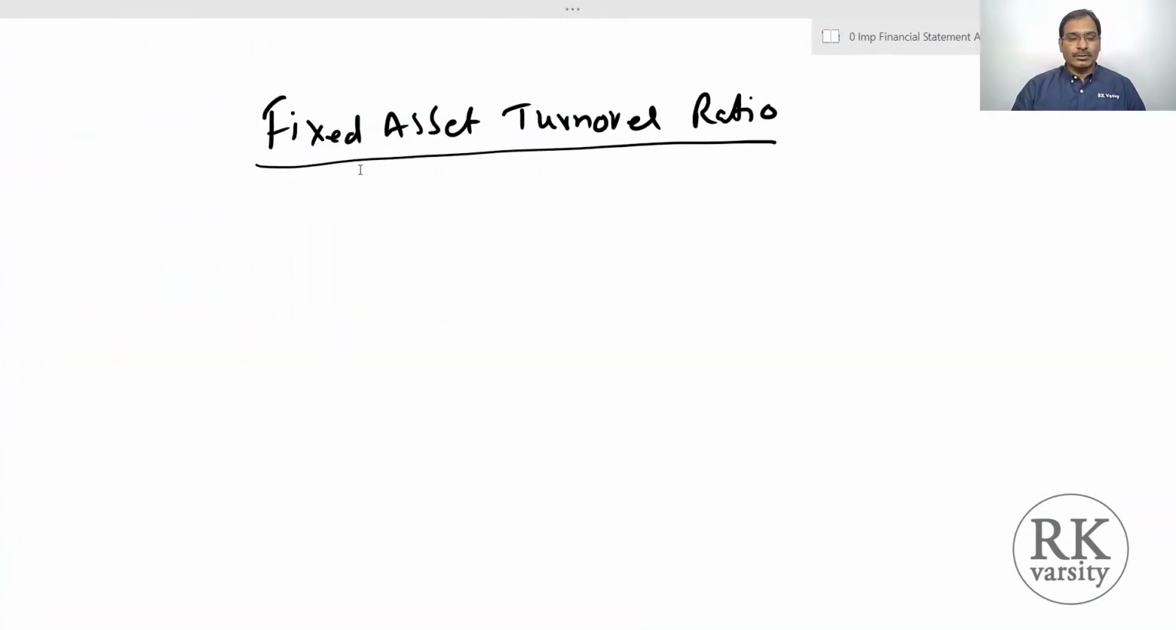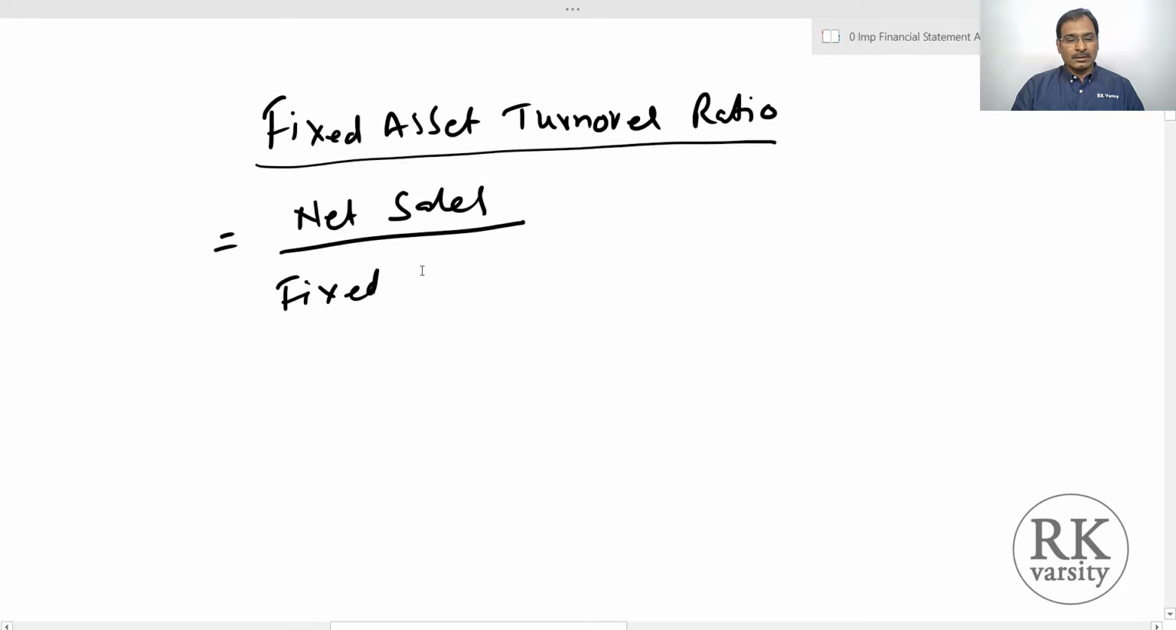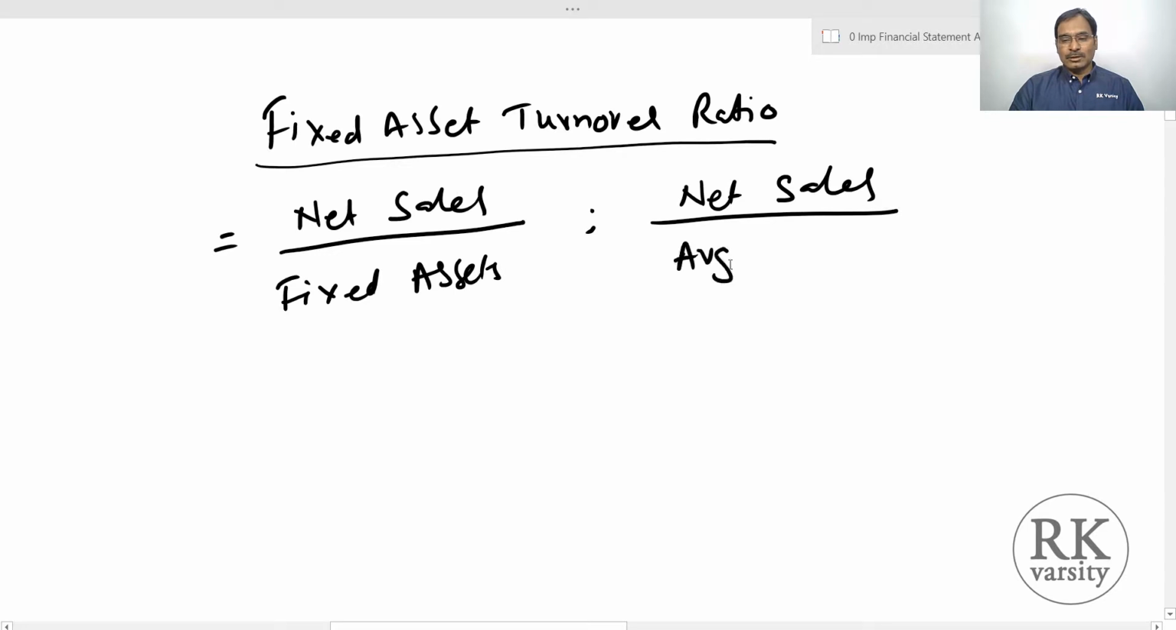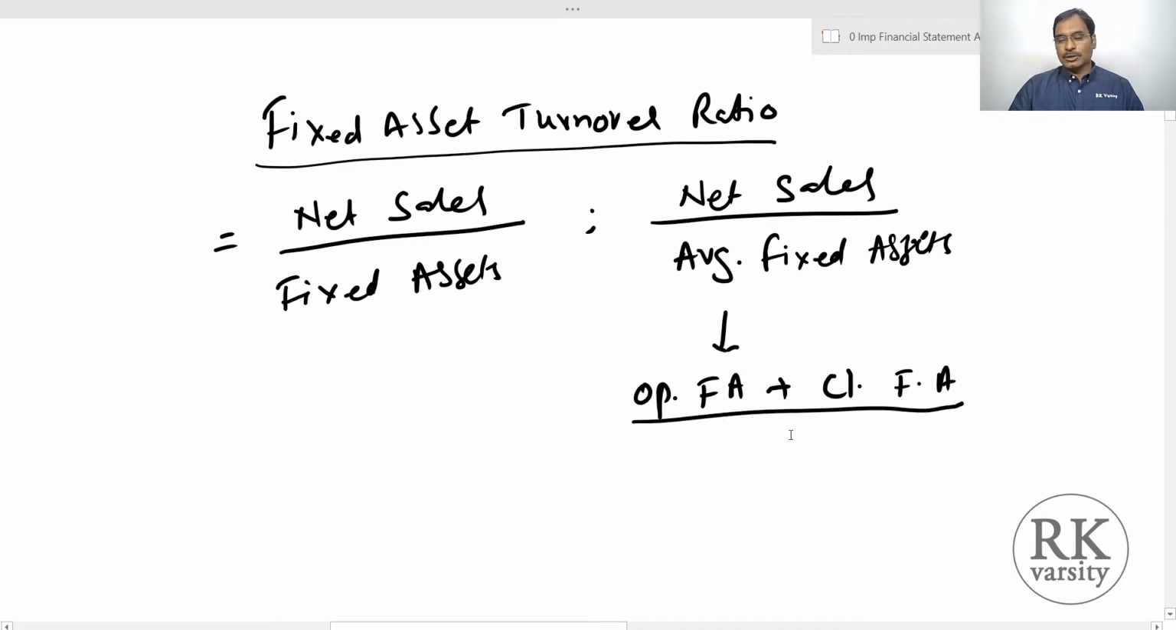The fixed asset turnover ratio measures the efficiency of a company, in the sense of how effectively the company is utilizing its fixed assets to generate revenues, and this ratio is calculated as net sales upon fixed assets. This is one formula. In another case, net sales upon average fixed assets. Few use net sales upon fixed assets and some others use net sales upon average fixed assets. Average fixed assets is opening fixed assets plus closing fixed assets upon 2.